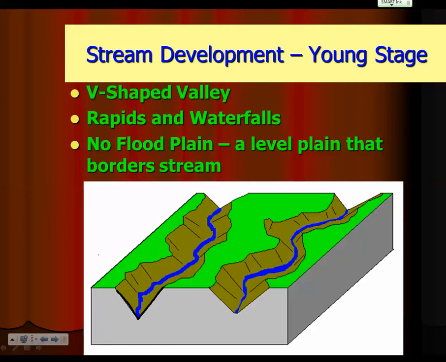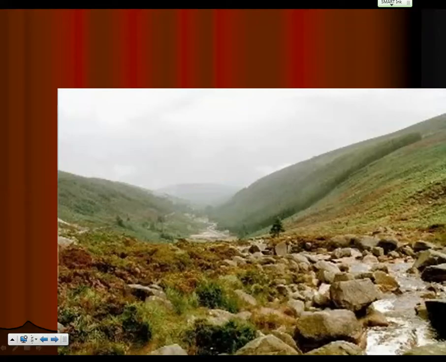Usually these streams will eventually form floodplains, but it takes many, many years, thousands of years, perhaps millions of years. So young streams are really just flowing very fast and steep with these waterfalls and rapids. There's a picture. You can see a V-shaped valley. You can see some white water in the foreground, definitely rapids.